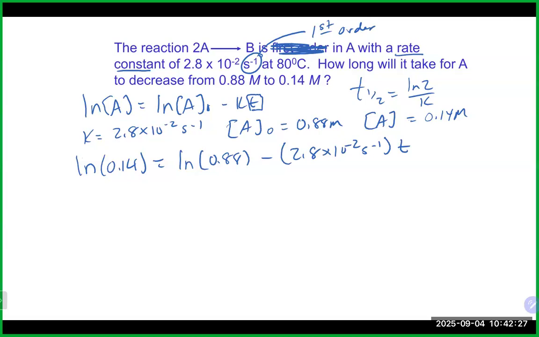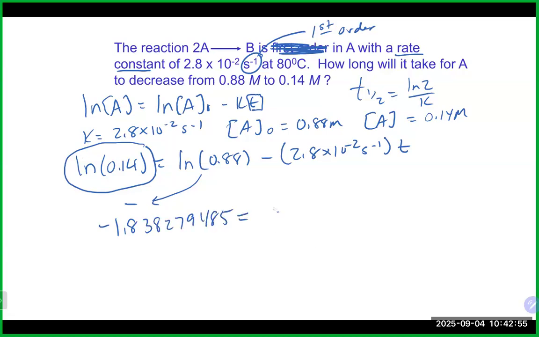Now, personally, what I would do mathematically is I'd take on my calculator the natural log of 0.14. I would hit equals and then subtract this guy over to the other side. So I'm going to go natural log of 0.14, hit equals, then subtract the natural log of 0.88. And that's going to get me minus 1.838279485. Don't feel like rounding. It gives me minus 2.8 times 10 to the minus 2 reciprocal seconds.